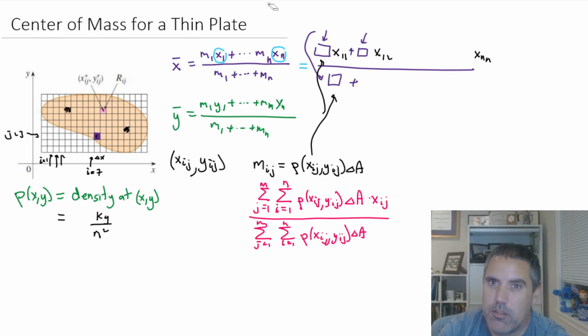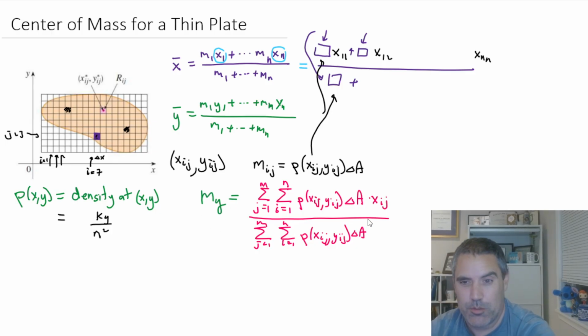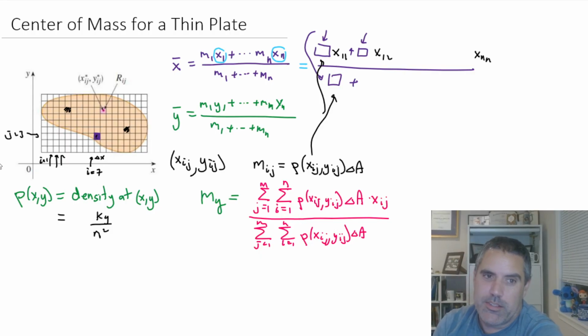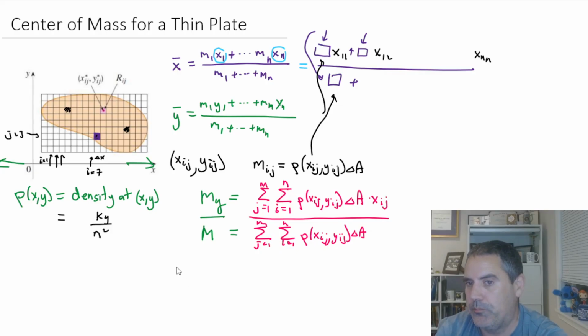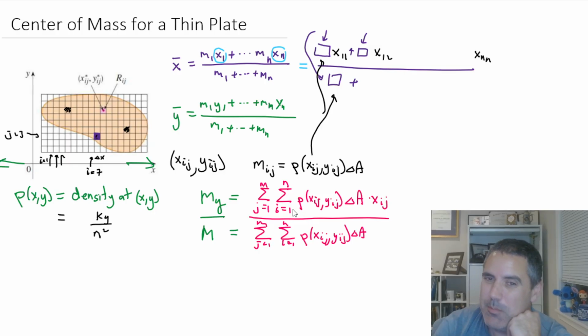We call the thing on top the moment. We actually call this the moment about the y-axis, which confuses everybody because we're using x's, but it's how the mass is distributed around the y-axis. It's a physics term. And this is called the total mass on the bottom. Okay, if you then take the limit as m and n go to infinity, this looks like an integral. This is like dA. And that's where our formula comes from.